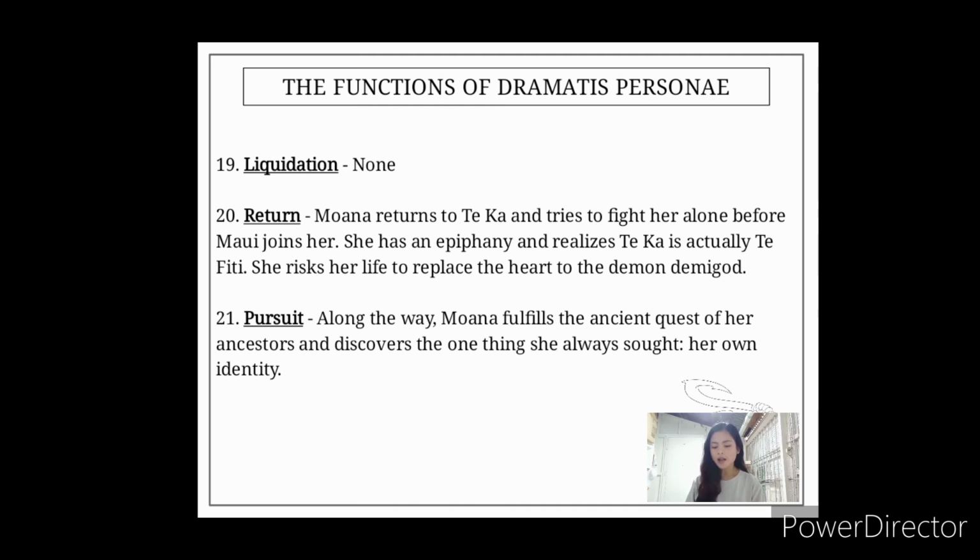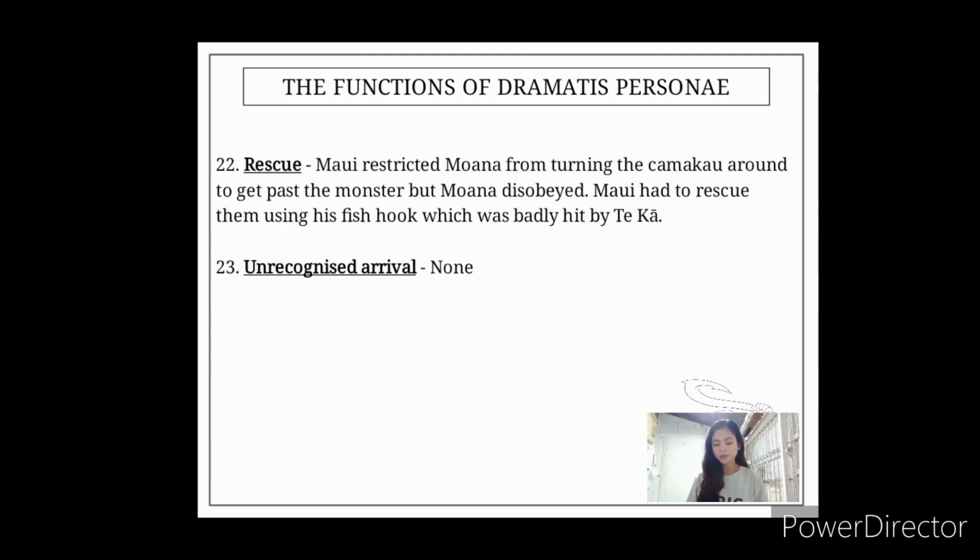Moana returns to Te Kā and tries to fight her alone before Maui joins her. She has an epiphany and realizes Te Kā is actually Te Fiti. So she risked her life to replace the heart to the demigod. And number 21 is pursuit. Along the way, Moana fulfills the action of her ancestors and discovers the one thing that she always sought, her own identity. And number 22 is rescue.